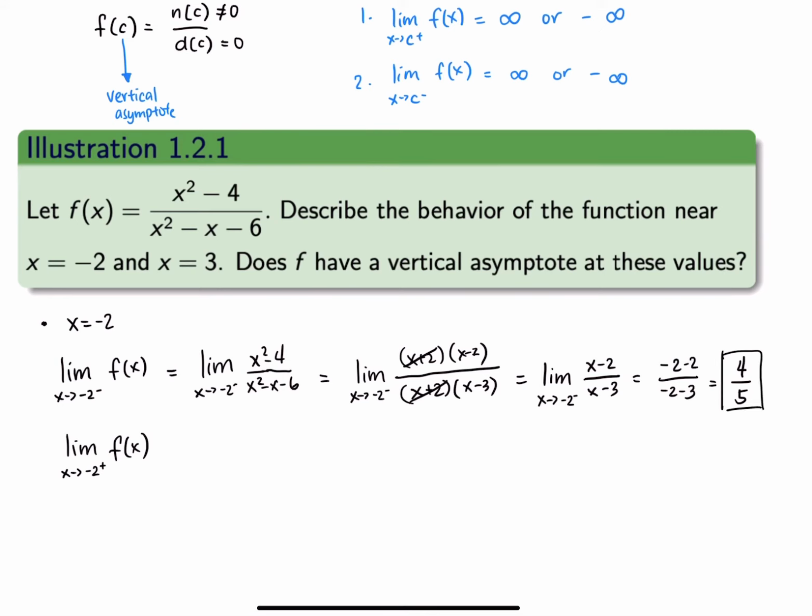And then for the limit of f of x as x approaches negative 2 from the right, this is equal to the limit of x minus 2 all over x minus 3 as x approaches negative 2 from the right. So same as the one here.